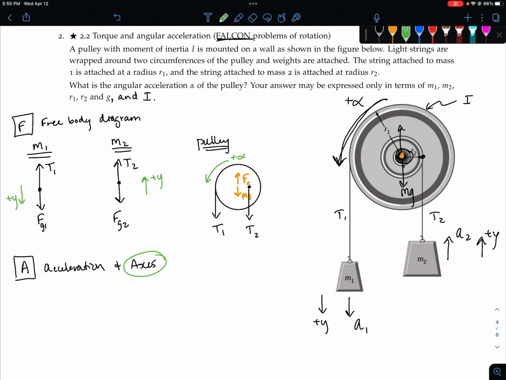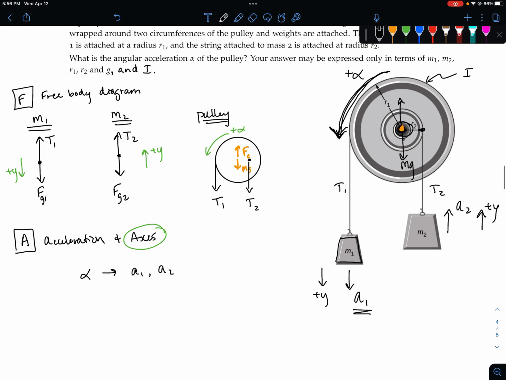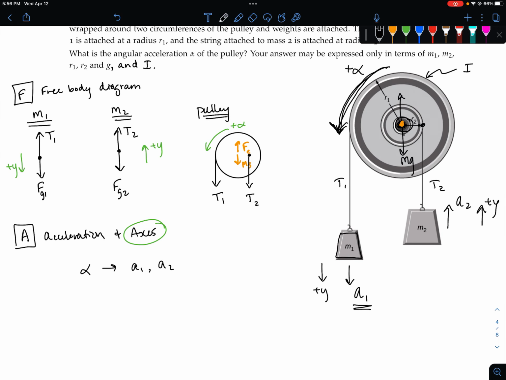So now that means that if my angular acceleration is alpha, I need to relate that alpha to A1 and A2. So if I have an alpha of some magnitude, how will I figure out what my A1 is? If I go through a certain number of radians here, this will translate some amount down. And those two things are related by alpha is going to be the linear acceleration of this M1 divided by R1.